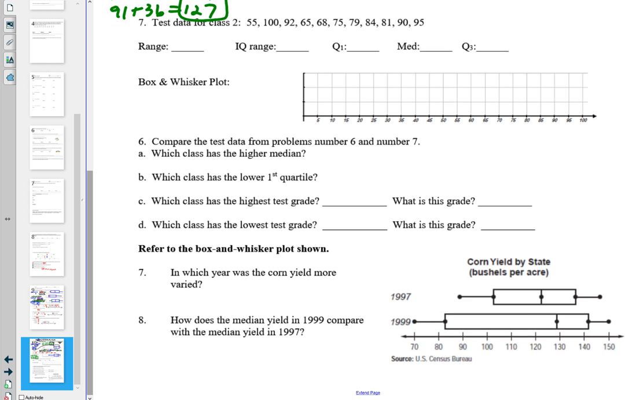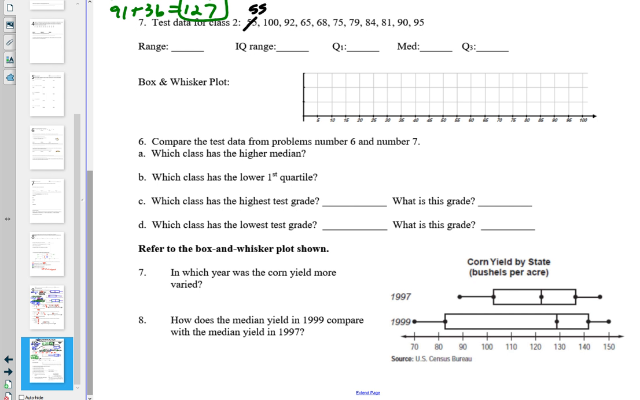Here's another test data for a class, and let's do the same thing for class 2. Oh, and at the end they're going to make us compare everything? Fun. This has 1, 2, 3, 4, 5, 6, 7, 8, 9. This also has 11 scores. Okay?